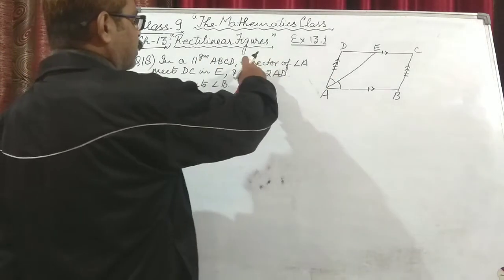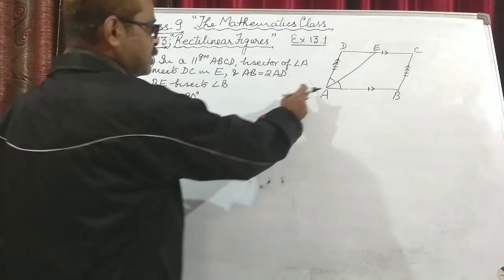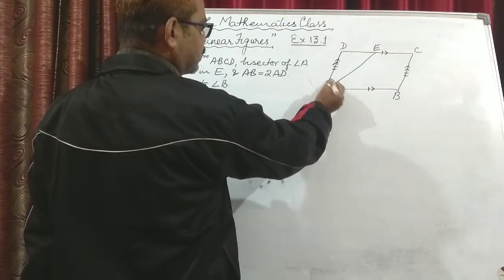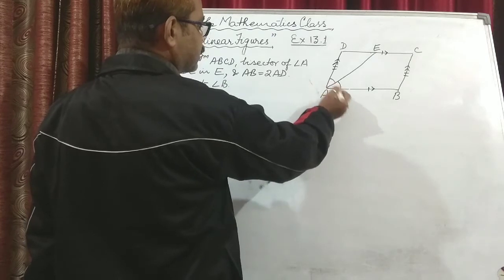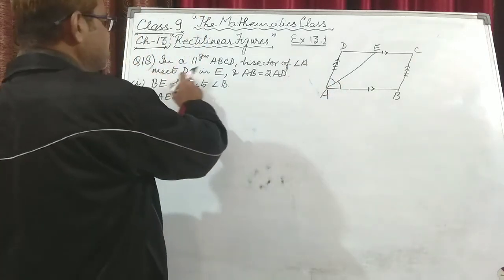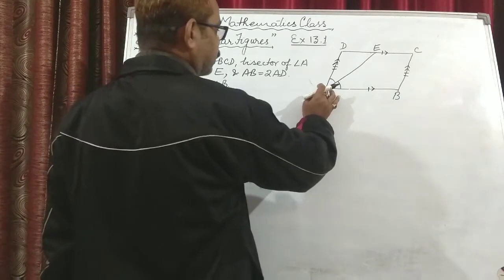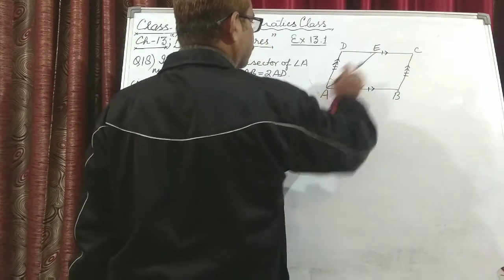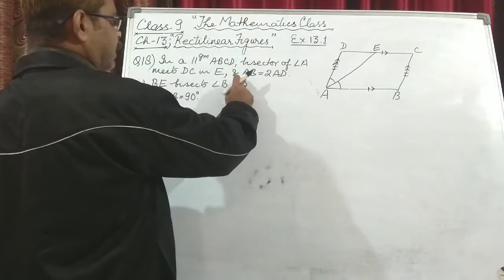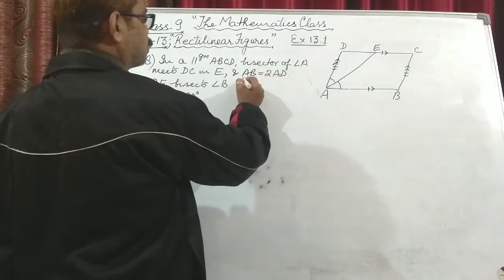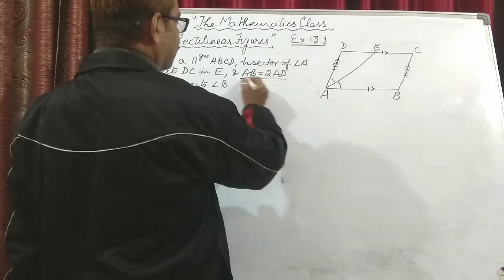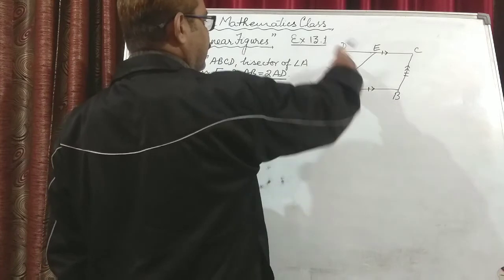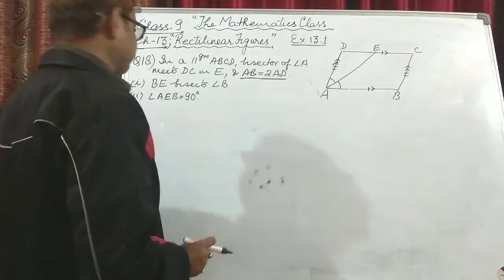They say in this parallelogram the bisector of angle A, meaning angle A is being bisected. I have made these signs to show that this angle A is being bisected. It meets DC in E, and this bisector of angle A meets DC at point E. So here I have made a point E and joined AE. It is also given AB is equal to 2AD. This is of more importance, so I have underlined it. AB is given as twice of AD.